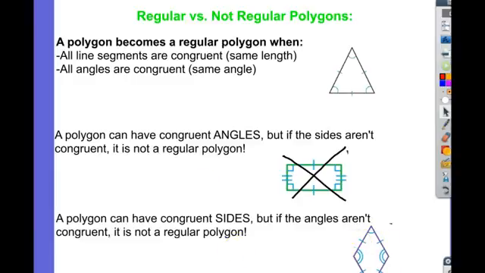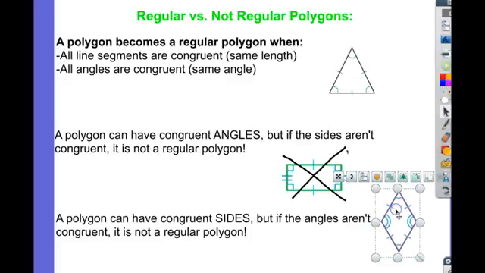All right, and last but not least, we could also be looking at if the sides are congruent. So if you look at this particular polygon, let me move this up a little bit so you can see it better. You can see that all the line segments are congruent. All 4 of them are equal. However, if you look at the angles in this case, this angle and this angle are congruent, and this angle and this angle are congruent, but not all 4 of them are congruent together. So this would not be a regular polygon.